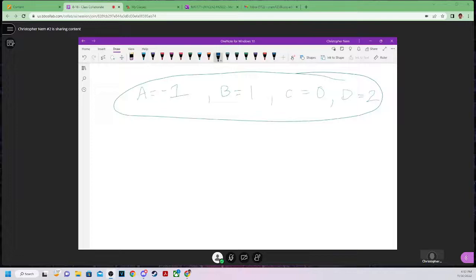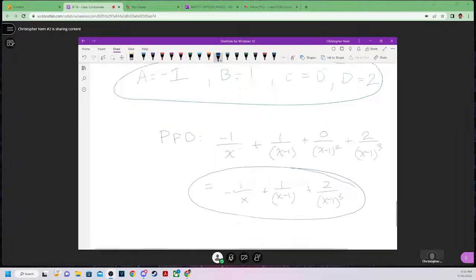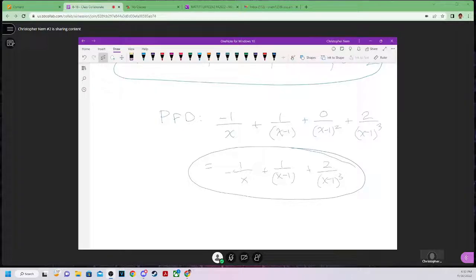So my partial fraction decomposition is going to be negative 1 over x plus 1 over x minus 1 plus 0 over x minus 1 squared plus 2 over x minus 1 cubed. If I simplify this, it's going to be negative 1 over x plus 1 over x minus 1. Now, 0 divided by any number is 0, so this is just 2 over x minus 1 cubed. This is our partial fraction decomposition if I have repeated linear factors.